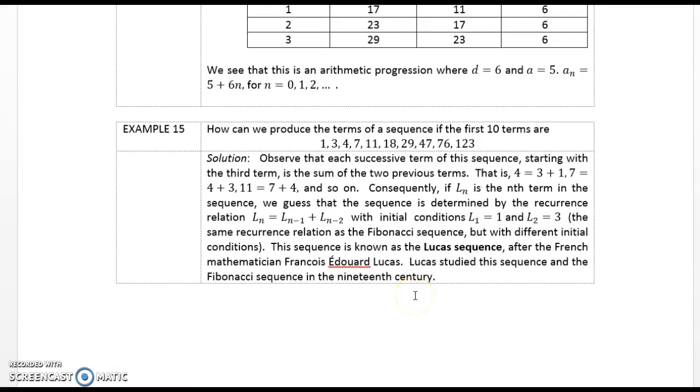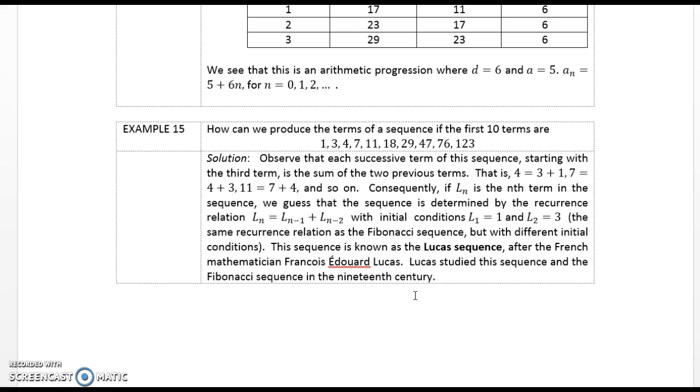Example 15. How can we produce the terms of the sequence if the first 10 terms are 1, 3, 4, 7, 11, 18, 29, 47, 76, and 123? Solution. Observe that each successive term of the sequence, starting with the third term, is the sum of the previous 2 terms. That is, 4 is equal to 3 plus 1, 7 is equal to 4 plus 3, 11 is 7 plus 4, and so on.